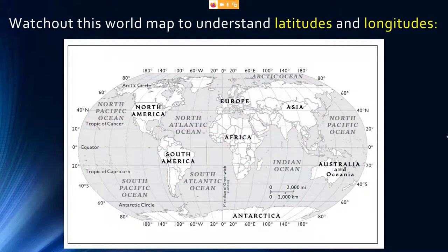If you see the world map here, you will be able to locate these degrees. You can see the Arctic Ocean, Asia, the North Pacific Ocean and so on, and along with that you will have these degrees. The center line is the equator, 0 degrees, and then this is 20 degrees, then 40 degrees north, then 60 degrees up to 90 degrees, and similarly on the below side. So in this way, we have this map which is constructed totally on the basis of these latitudes and longitudes.